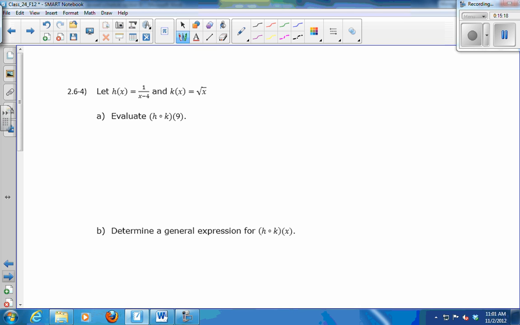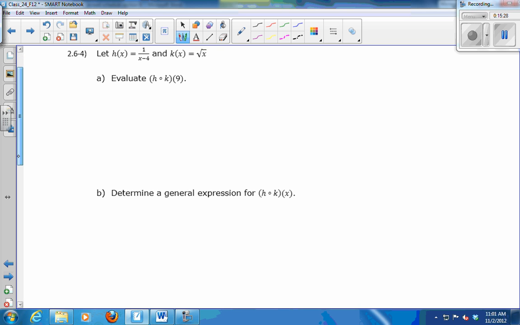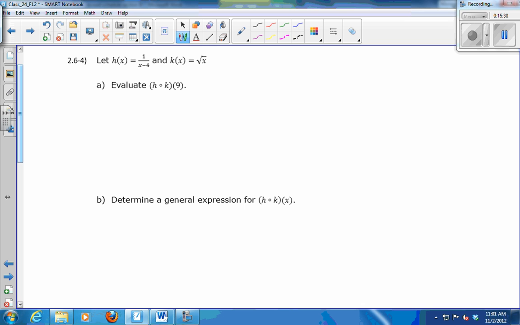Here we go. H of x is 1 over x minus 4, and k of x is the square root of x. So I want you in your groups to come up with h evaluated at k of 9 and an expression for h composed with k of x, and then we'll do the domain together.